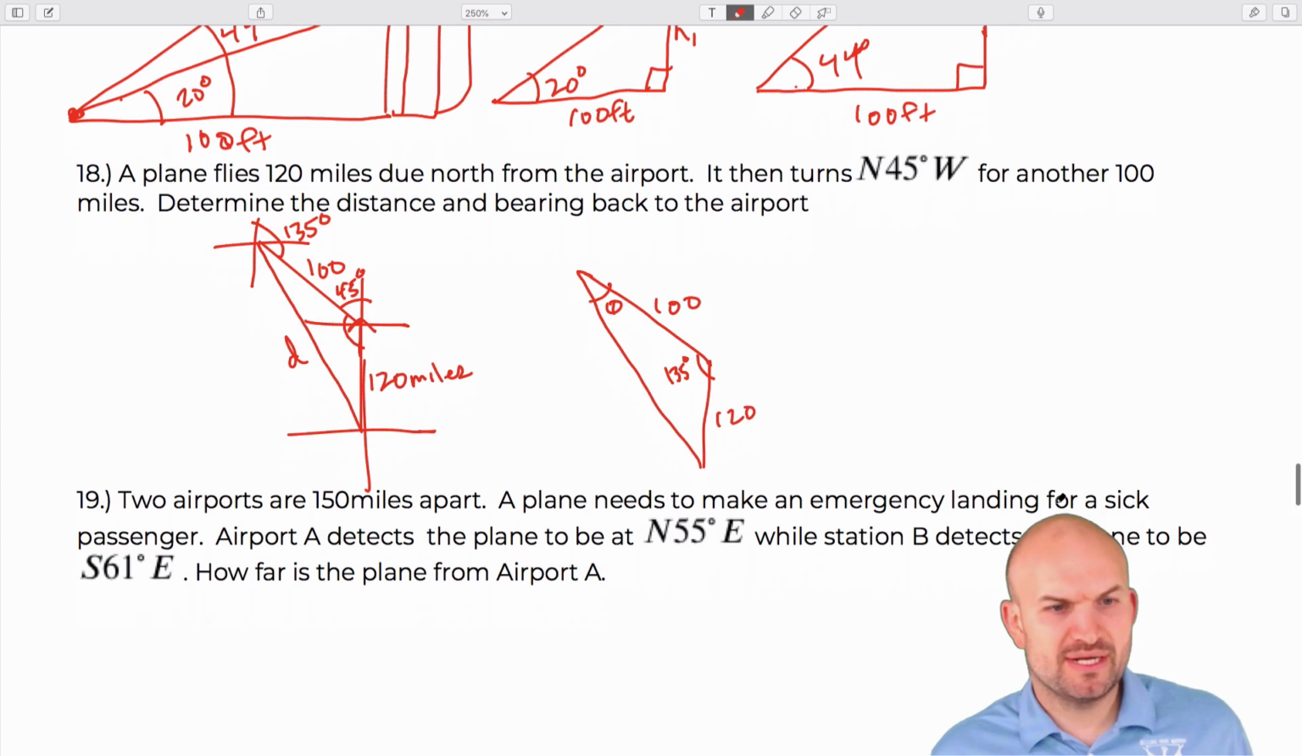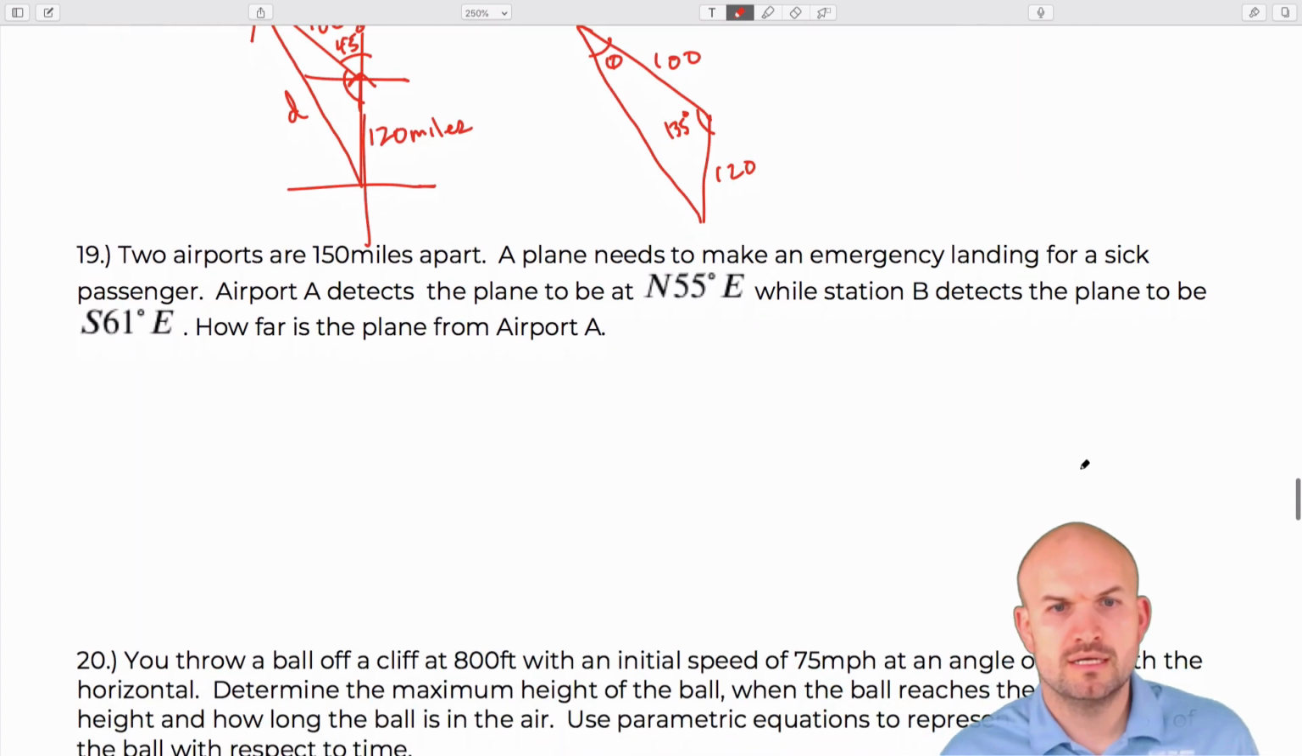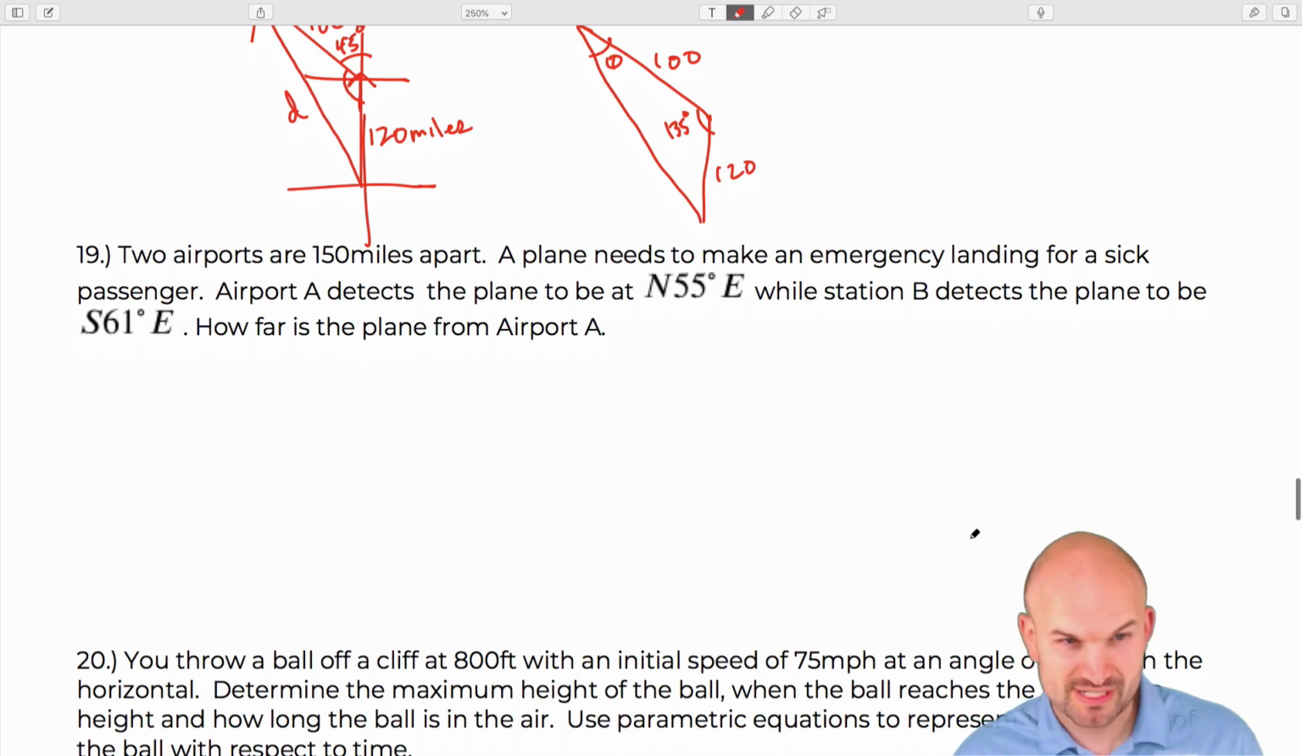Okay, the next one is two airports are 150 miles apart. A plane needs to make an emergency landing for a sick passenger. Airport A detects the plane to be north 55 degrees east, while Station B detects the plane to be south 61 degrees east. How far is the plane from the airport A?